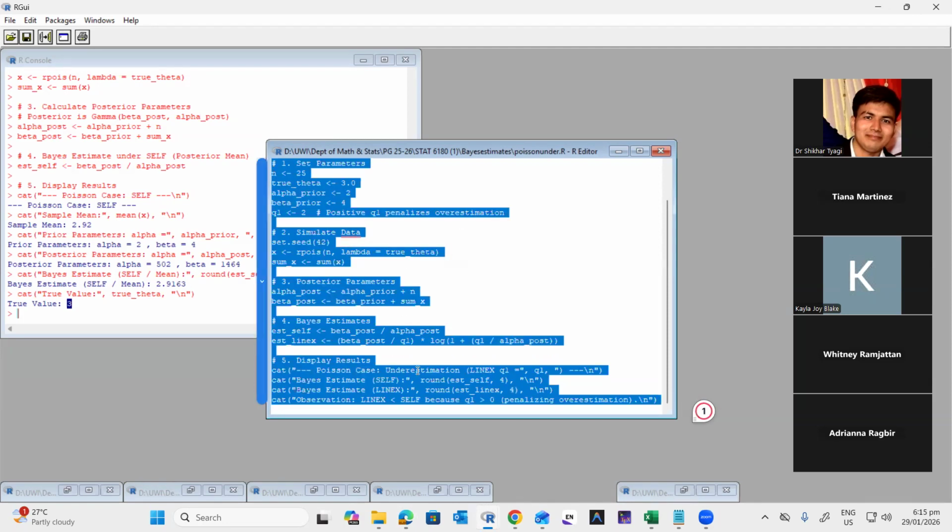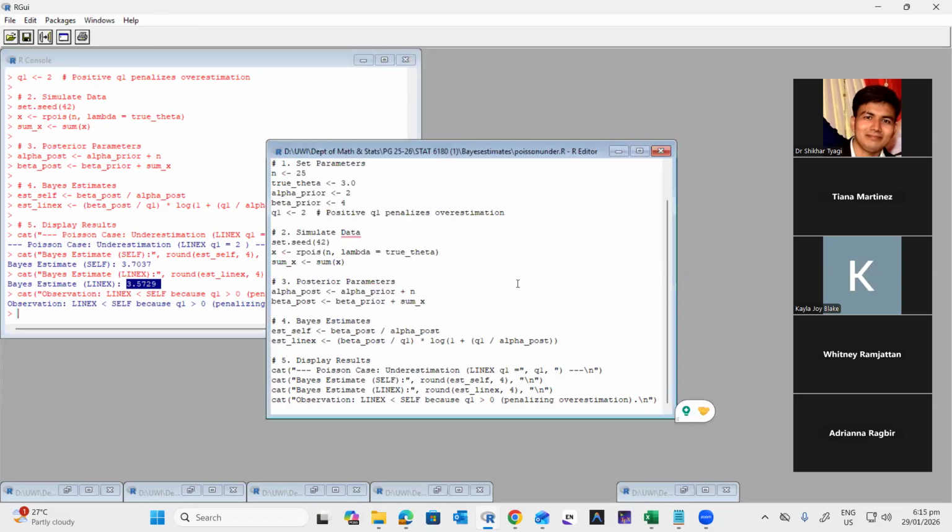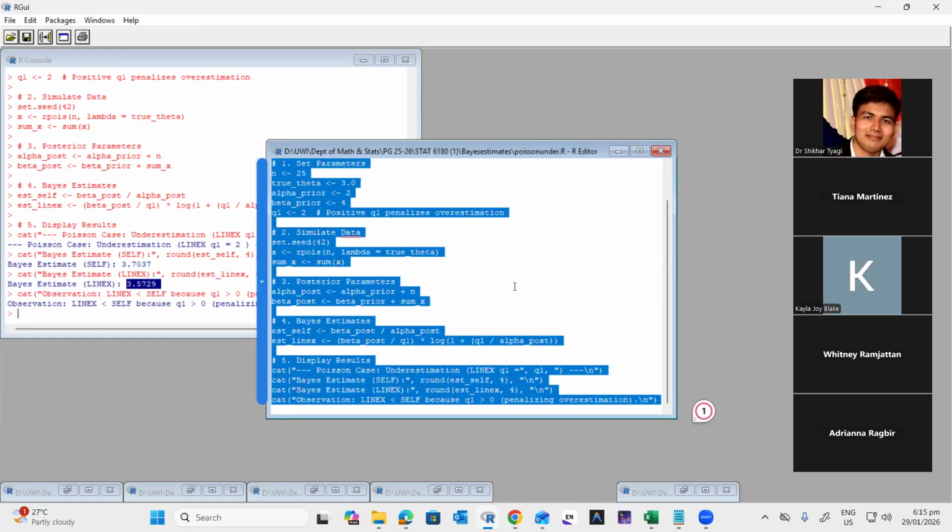Now we are going to run this entire code. All right, so the Bayes estimate under the SELF is 3.70 and the Bayes estimate under the LINEX is 3.5729, which means it is quite closer to the actual value of theta compared to the SELF. So under the LINEX we are getting a more accurate value compared to the SELF when we are taking the gamma distribution as the prior.